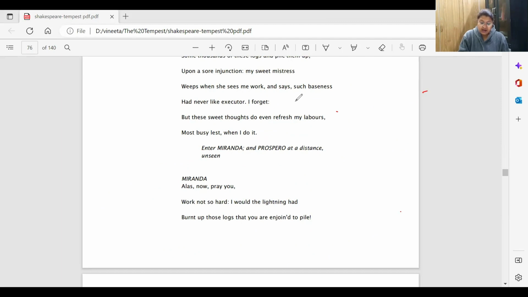Such baseness had never like executor. My sweet mistress, again he is referring to Miranda as his sweet mistress, weeps when she sees me work. He wants to prove that she is so gentle that she cries. She weeps when she sees Ferdinand working and says, such baseness, meaning meanness, contemptible work that he has been given, had never like executor. Such mean work never had an executor like Ferdinand.